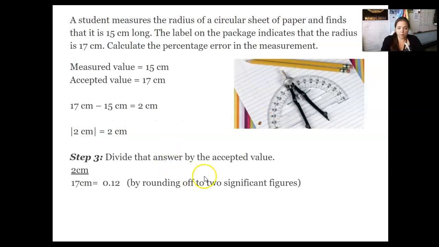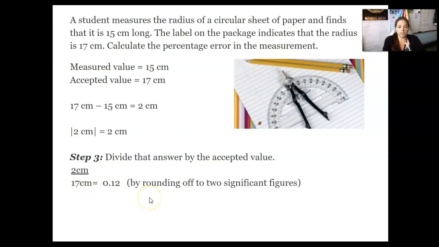Then the next step, you're going to divide because remember, PEMDAS, we did the subtraction, now we're doing the division. So we're going to divide the 2 centimeters by 17 centimeters. And I'm going to keep two significant figures. Why? Because right here, I have two significant figures. And I'm going to keep the two significant figures throughout the whole thing. I know it's a little different from what I was talking about in class, but it'll make sense to you, okay? So it ends up being, rounding off, to 0.12.